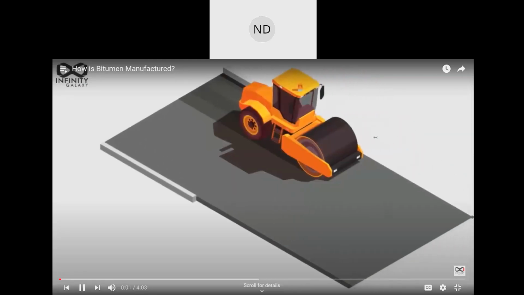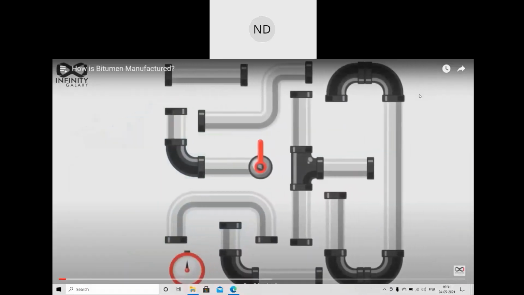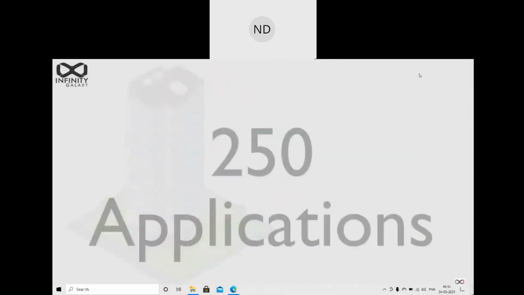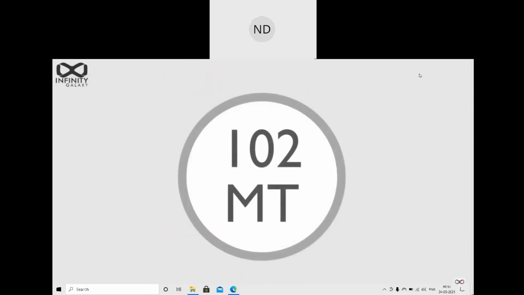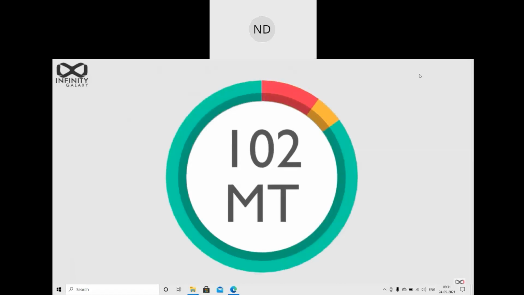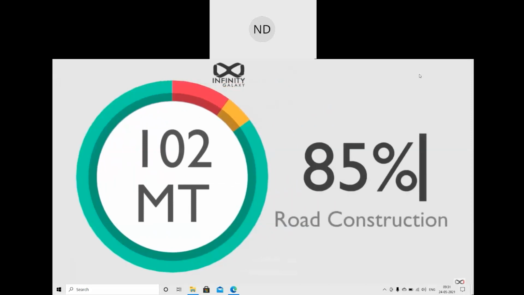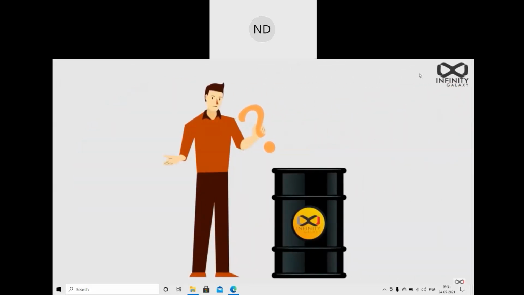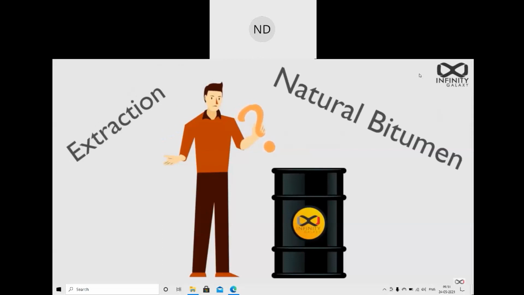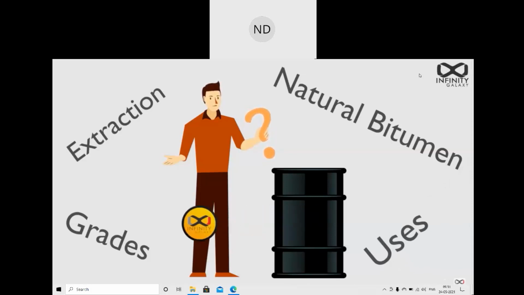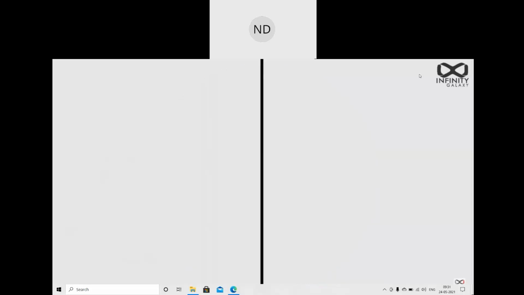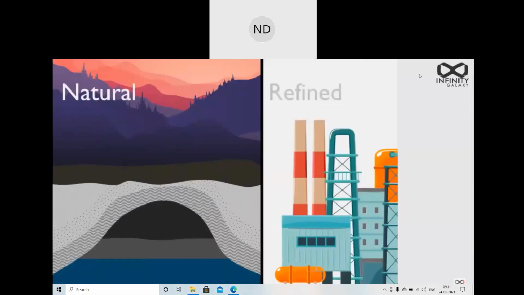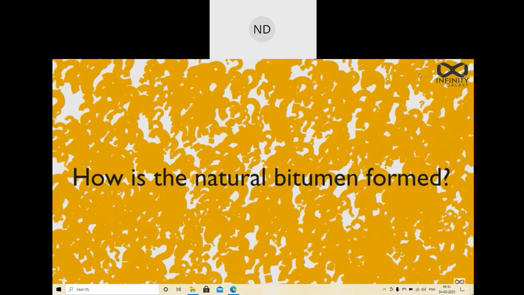We have always seen bitumen applications around us. Interestingly, more than about 250 bitumen applications have been identified in the world. The world's bitumen consumption is estimated at 102 million tons per year, and around 85% of all the produced bitumen is used for road construction. Not everybody knows how bitumen is created in nature, how it is extracted from the oil, and what the classifications are, as well as the usages of each type. Stay with us to become familiar with the bitumen types and classifications. In general, bitumen is divided into two categories, natural and refined.